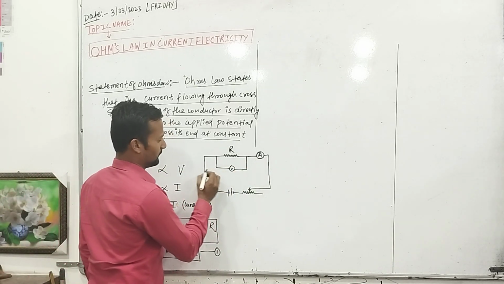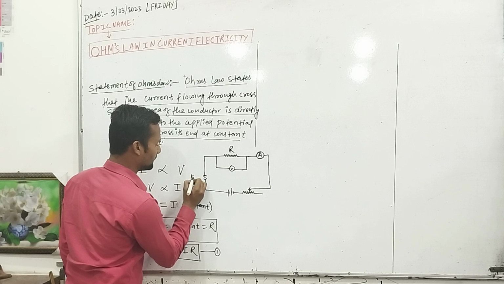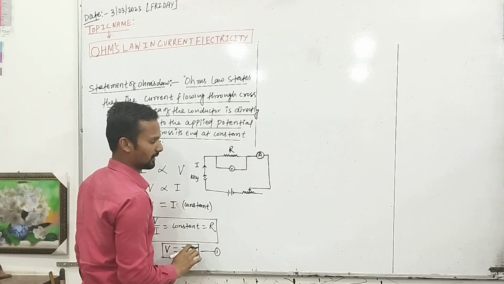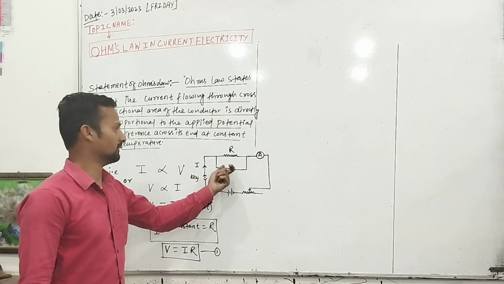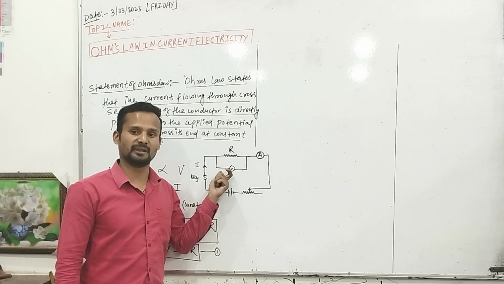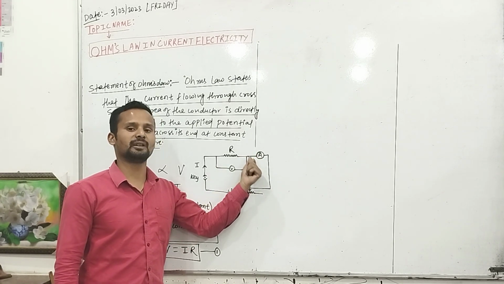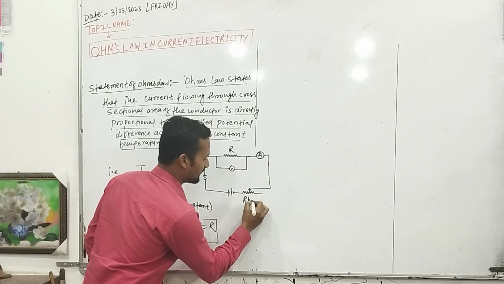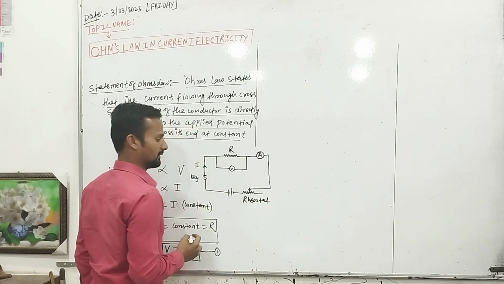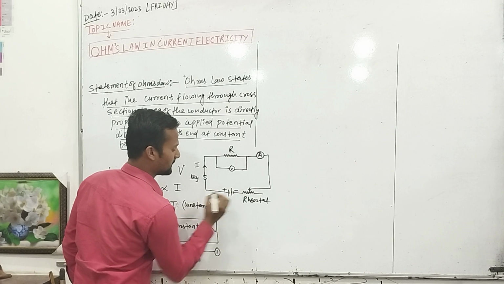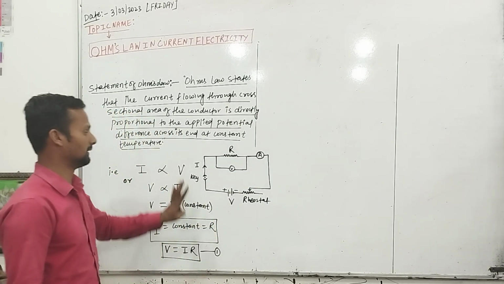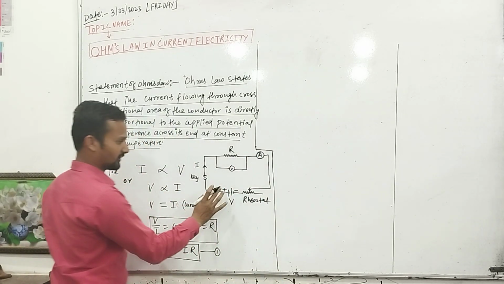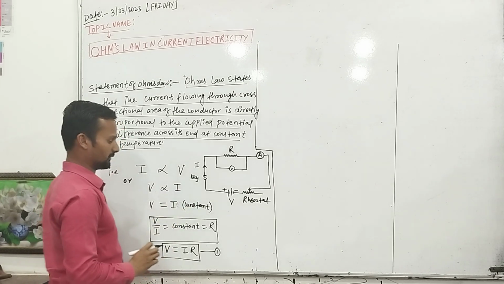So here we see that when we close the key, the current I starts flowing through this conductor, and the potential difference is measured by this voltmeter. The current which is flowing in this circuit is measured by this ammeter. And here is a potential divider, we say rheostat. This is the positive terminal, negative terminal, so V volt is applied from this source. So in this experimental setup, we can verify Ohm's law.